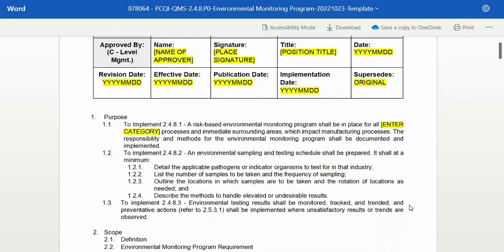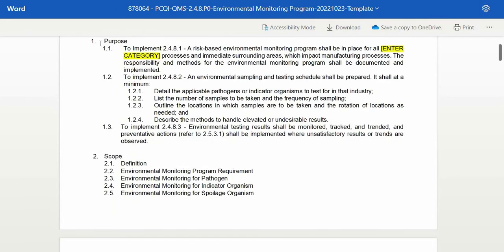Now we will focus on the components of the program. First is purpose. The purpose is the implementation of any certification standard or compliance with a regulatory requirement. For this program, it is for implementation with the SQF Module 2 Edition 9 for food manufacturing under Clause 2.4.8.